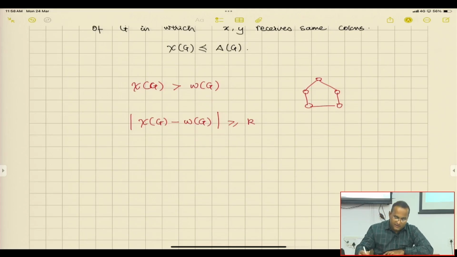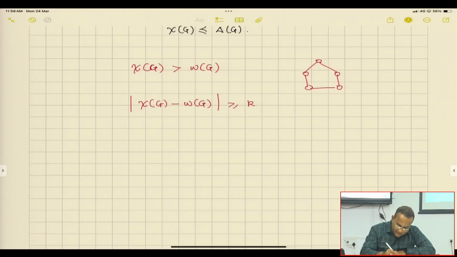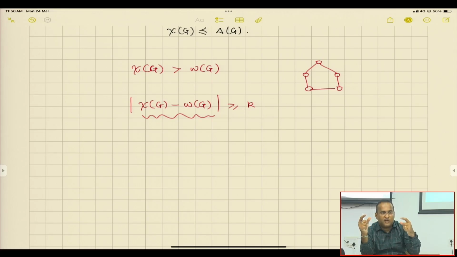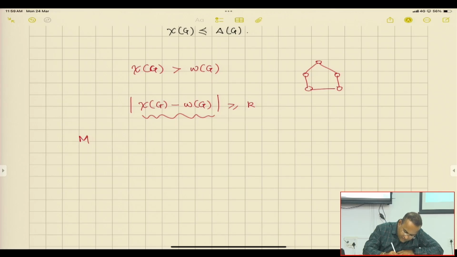Okay, the answer is this difference can be very large. We'll see a triangle free graph. Triangle free graph means omega will be 2, right? And we'll see the chromatic number can be arbitrarily large. Okay, so that is a new term we want, that is Mycielski graph.